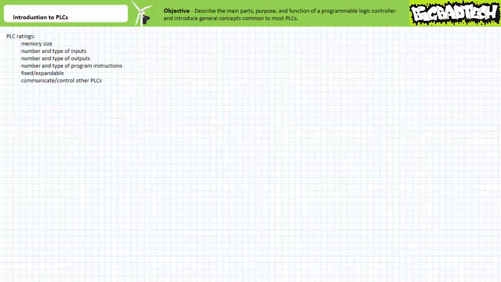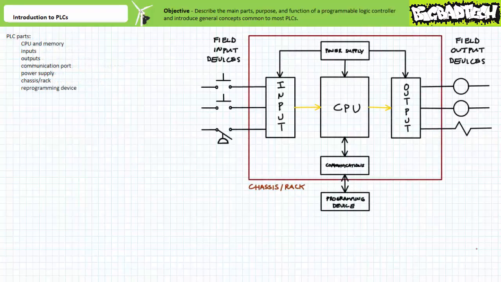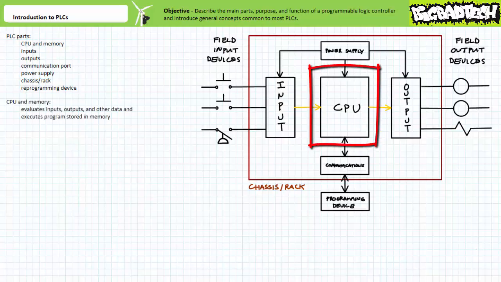A PLC is characterized by several parts, notably the CPU, inputs, outputs, a communication port, power supply, a chassis, and a reprogramming device. The CPU is the brains or memory of the PLC, and it is the portion that evaluates the state of the inputs, outputs, and other data and executes the program.